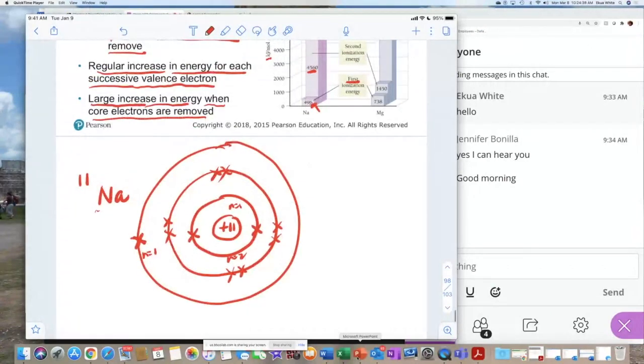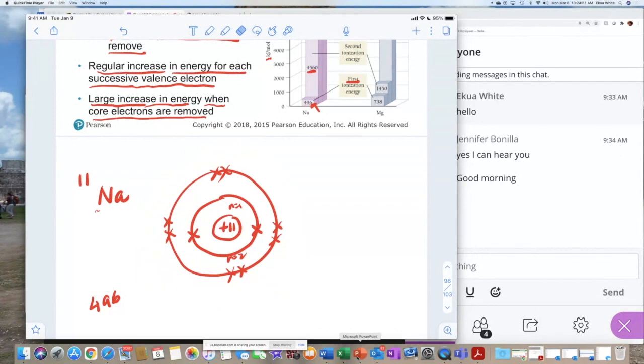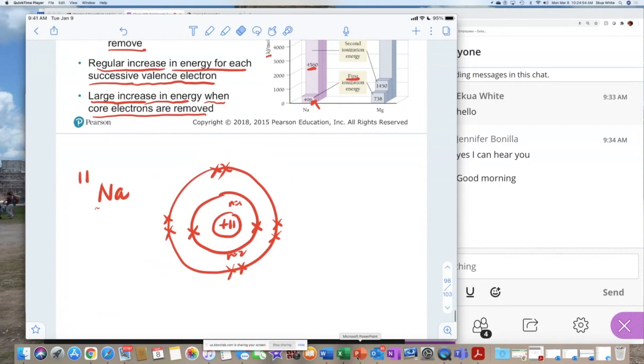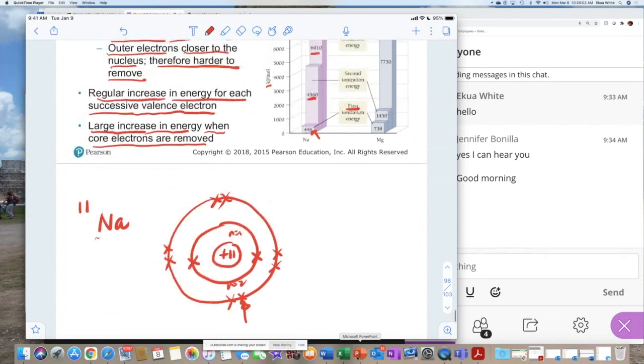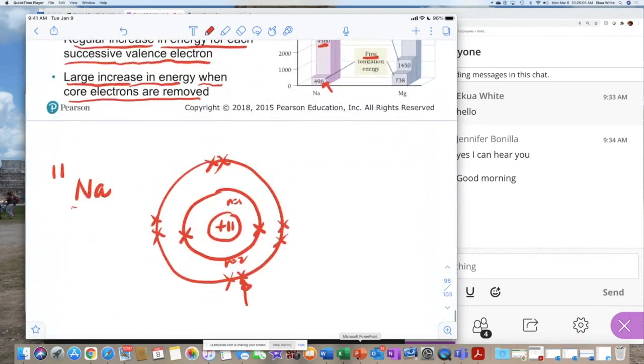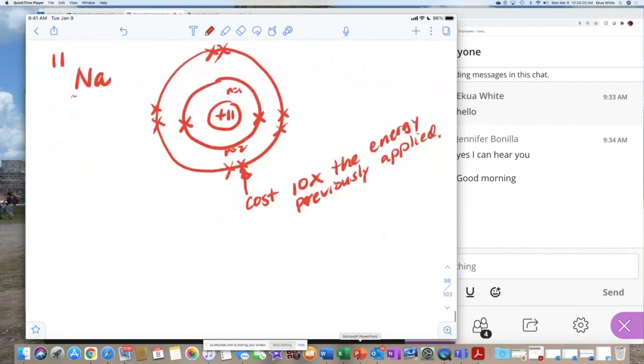So they're showing you here, it's easier to remove the valence electron. To remove this electron here, it only costs you 496, okay? Once that electron is gone, you're now trying to remove an electron from the inner energy level. Now you see this energy level here is full, right? So trying to remove any of these electrons costs you, in this picture here, 10 times the energy previously applied. And why is this the case?